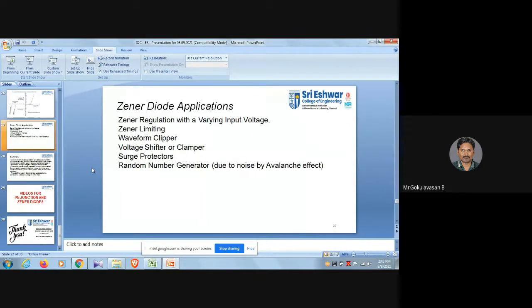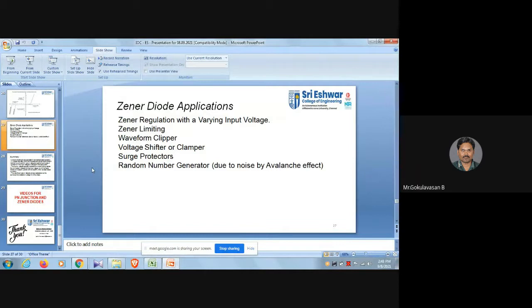Then comes the applications of the Zener diode. Zener diodes find applications in voltage regulation. It is a very important application wherein I can use Zener diodes. Zener regulation with a varying input voltage is the first application, which is very important and foremost. Then Zener limiting, then waveform clipping.